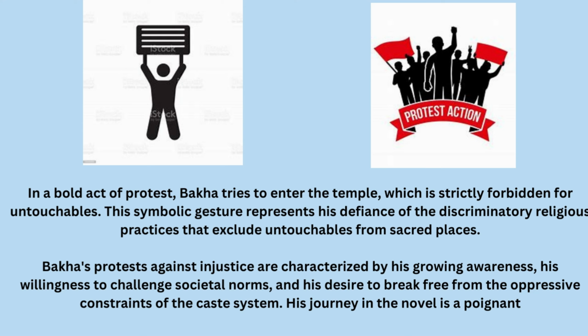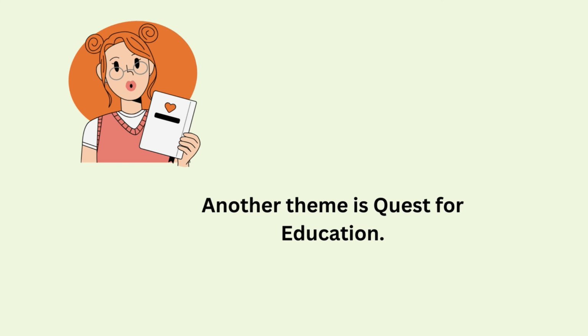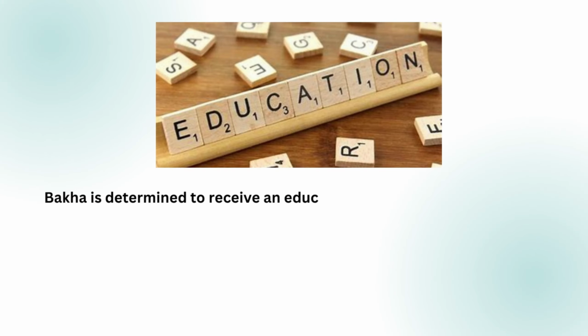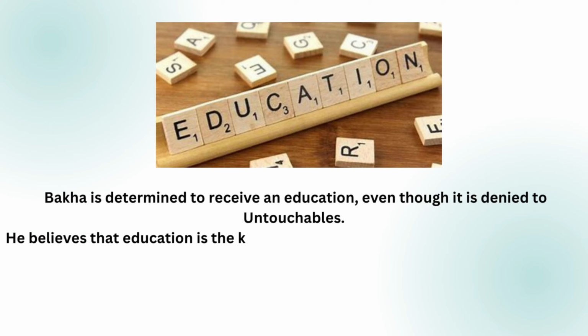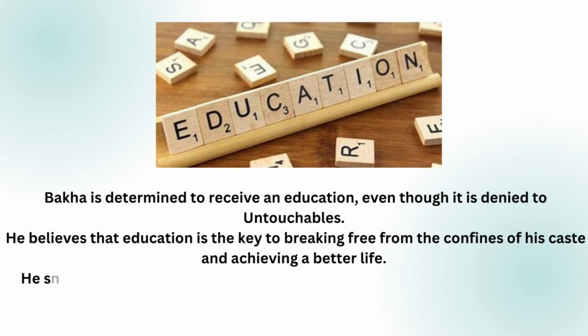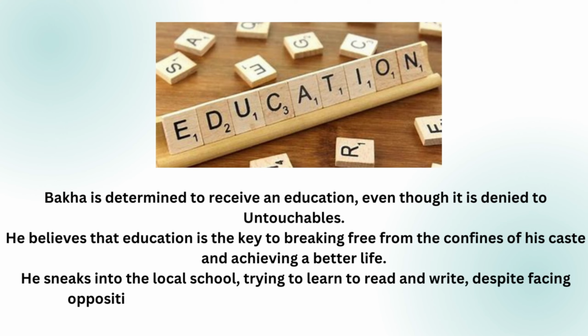His journey in the novel is a poignant quest for education. Baka is determined to receive an education, even though it is denied to untouchables. He believes that education is the key to breaking free from the confines of his caste and achieving a better life. He sneaks into the local school, trying to learn to read and write, despite facing opposition and ridicule from higher caste students and teachers.